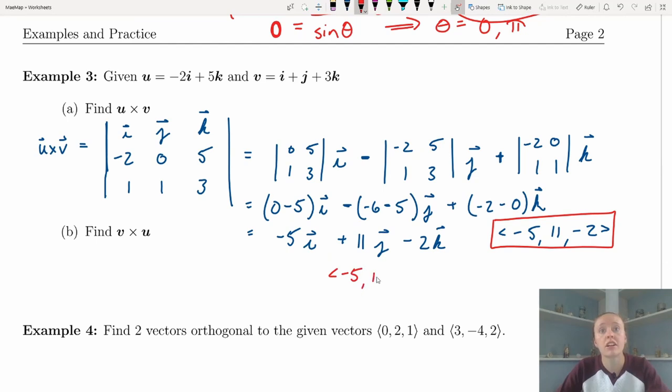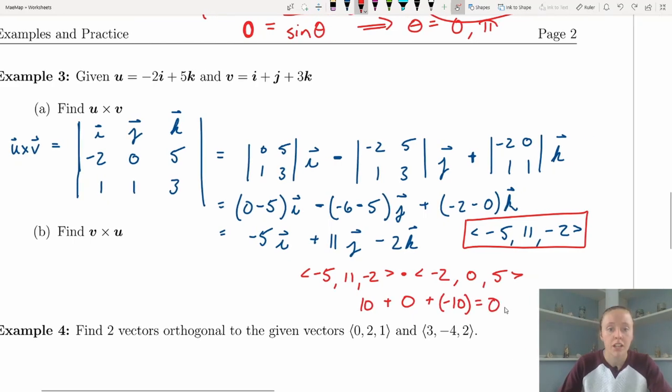So I'll take negative 5, 11, negative 2, and I'll go ahead and dot this with vector u, which is negative 2, 0, and 5. Negative 5 times negative 2 is 10, plus 11 times 0 is 0, plus negative 2 times 5 is a negative 10. 10 minus 10 gives me 0. Check, we are indeed orthogonal because the dot product between u cross v and vector u was equal to 0. So, on your own, why don't you find the dot product between u cross v and vector v? It should also be 0. This is just a good double check when you're taking an exam or a quiz to do after you complete the cross product, just to ensure that you didn't screw up any mental math when working through those determinants.